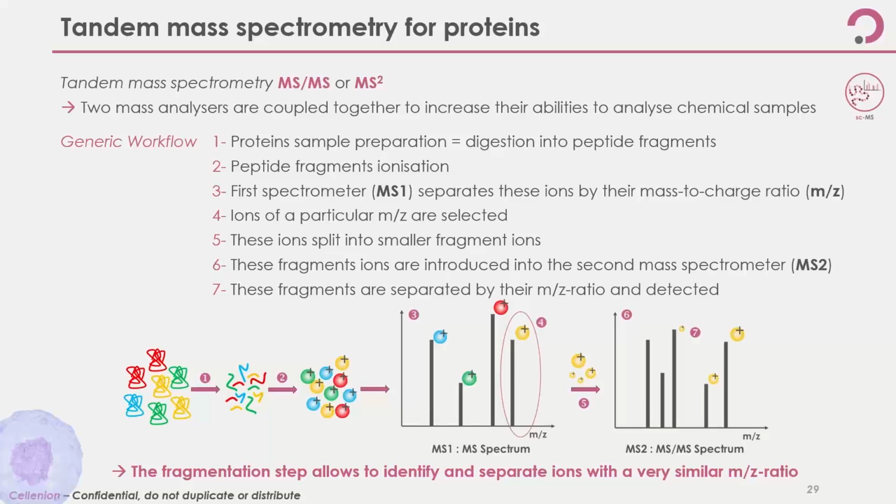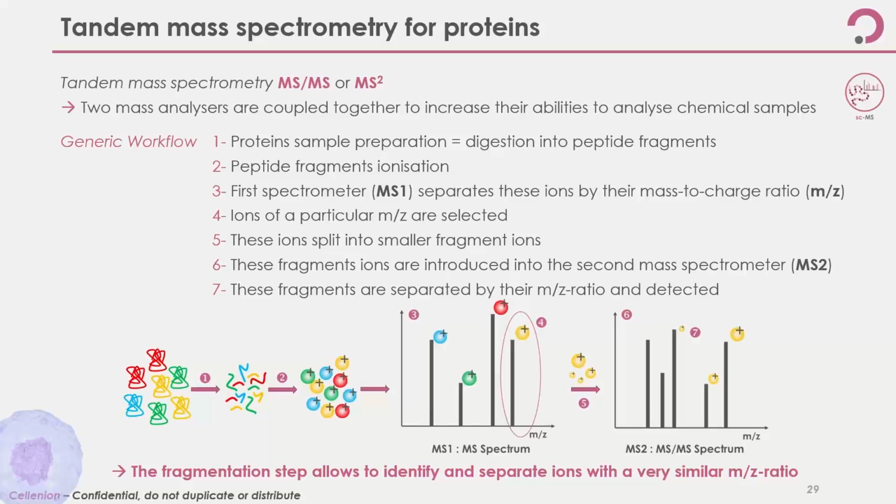When it's used to analyze proteomic samples, it's a bottom-up technique. First of all, the protein sample has to be digested into peptide fragments. Then these peptide fragments are ionized, and the first spectrometer separates these ions by their mass-to-charge ratio. Then a particular ion of a selected mass-to-charge is selected and split into smaller fragment ions. These fragments are then introduced into a second mass spectrometer to be separated according to their mass-to-charge ratio, and then they are detected.